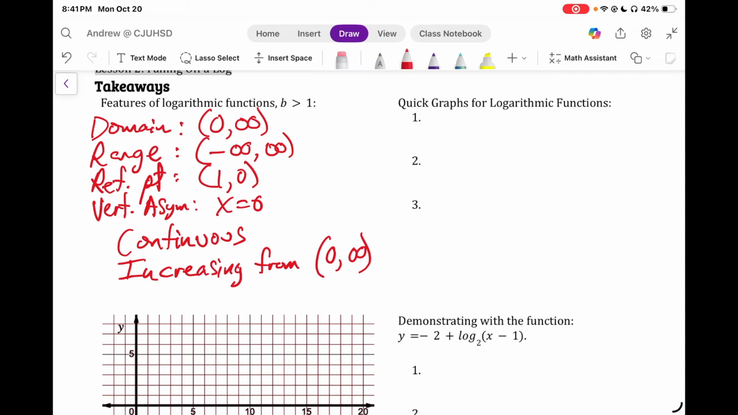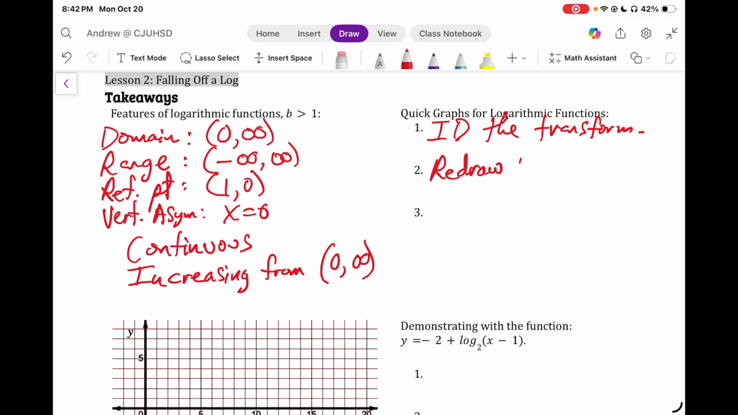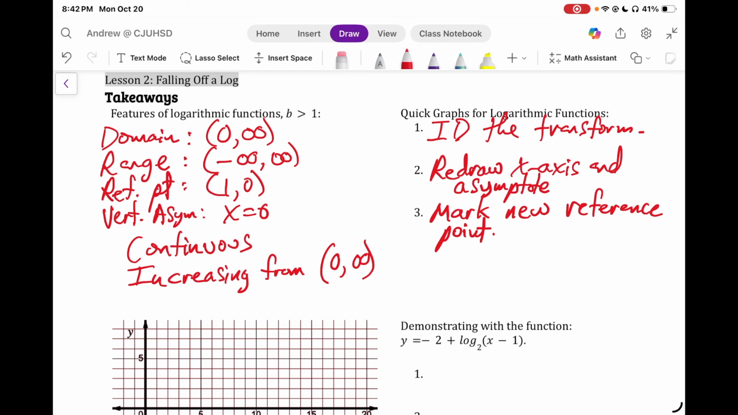So to make a quick graph, what you want to do is ID the transformation, redraw the x-axis and asymptote, and then mark your new reference point. Where has 1, 0 gone? Okay, we're going to go ahead and stop right there.